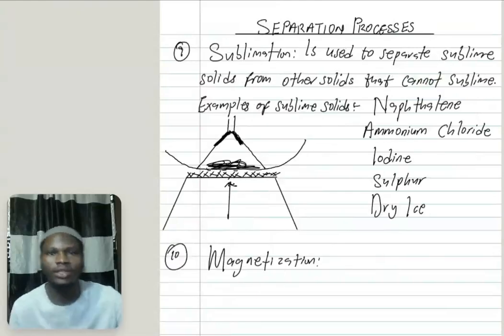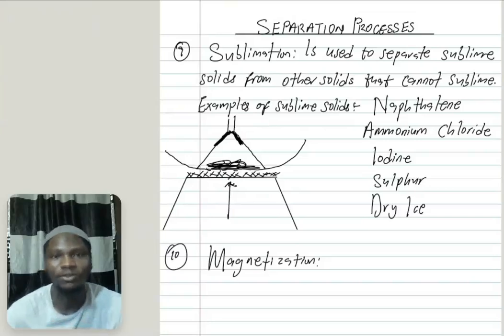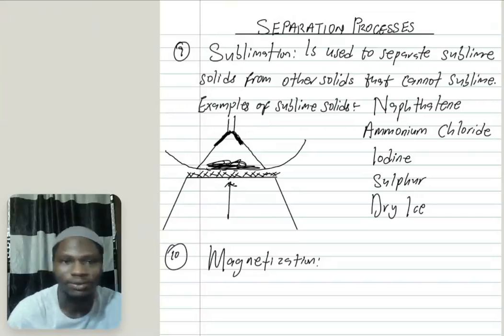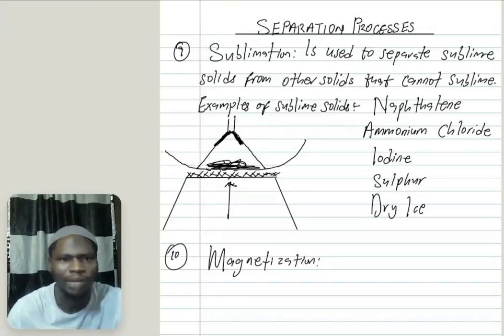Now, let's commence. Let's look at sublimation and magnetization. Sublimation is used to separate a sublime solid from other solids that cannot sublime. Like our usual way, let's explain the keywords there. What is the meaning of sublime? What is the meaning of sublimation?